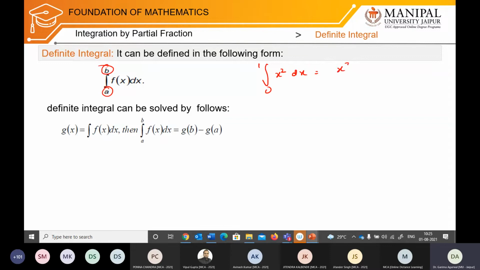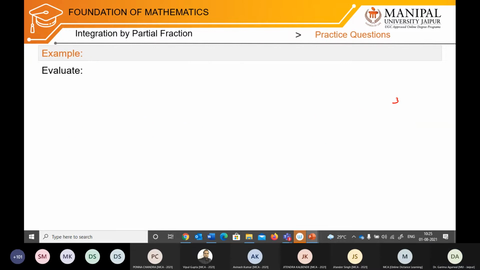So integration of x square is x cubed by 3. Then we'll write the limit in that form on the right hand side, right? Then we'll apply the upper limit first, that is 1 cubed by 3, minus the lower limit, that is 0 cubed by 3. That is 1 by 3, and the other term will be 0. Now there is no need to add a constant because this is a definite integral, right?